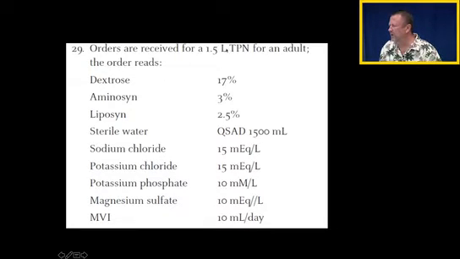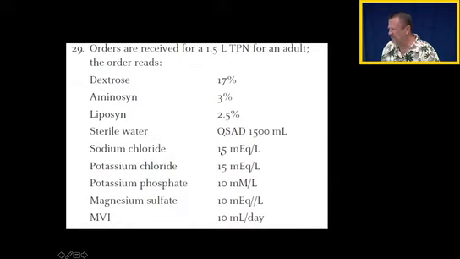And so we want 1.5 liters of solution, and we want 17% dextrose, 3% aminosyn, 2.5% liposyn, and sterile water. We want the solution to have, and this really doesn't belong here in the question because we're not going to put 1,500 milliliters of water in this solution, and so I'll take that out.